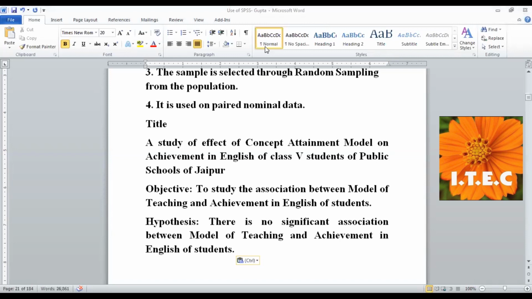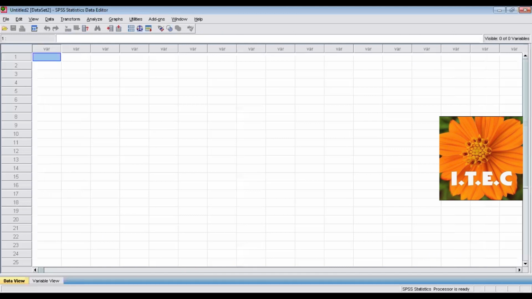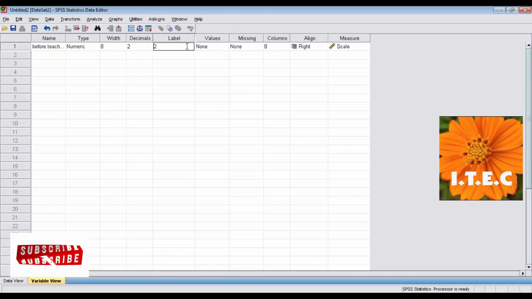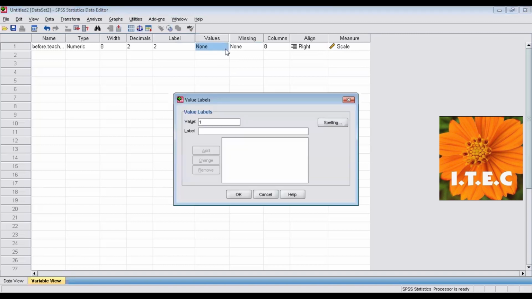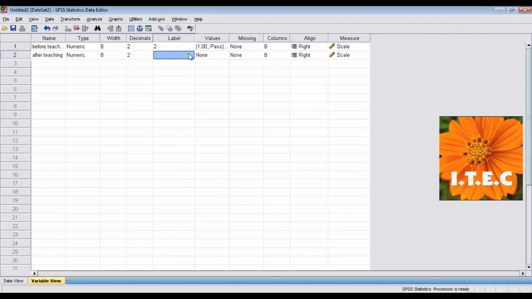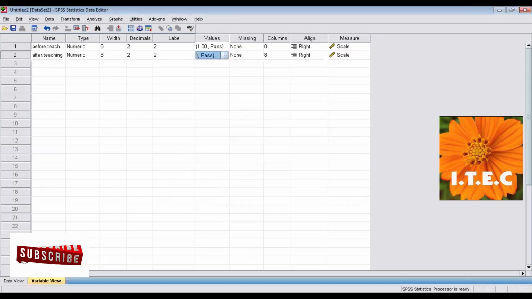So let us have the data. You can take as much sample as you like. You may take 100, you may take 50, but you cannot take 5 or 6. So let us go to my data. Now here I define. One is before teaching. There are 2 levels: 1 means pass and 2 means fail. Then another is after teaching, and again there will be 2: 1 means pass, 2 means fail. Now I go to my data.